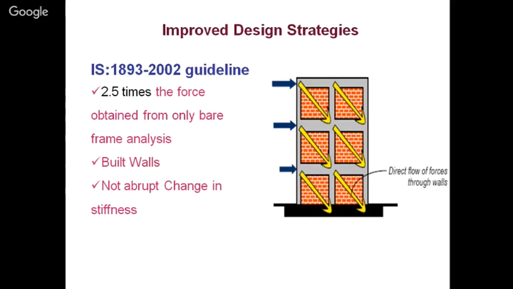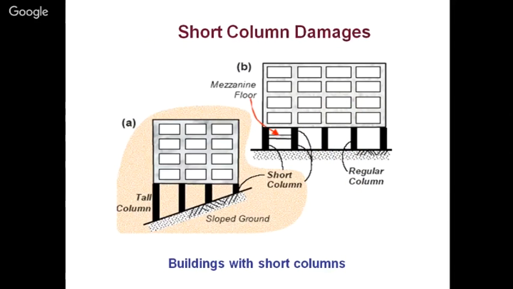Improved design strategies, that is the IS 1893-2002 guideline: 2.5 times the force. In case you have not designed, that means you obtained results only from bare frame analysis and have not used brick infills in your analysis, then you are supposed to design your ground floor structural elements, that is columns, for 2.5 times the force. Short column damages, that is the mezzanine floor: you are supposed to keep the confining reinforcement, that is ties, along that zone for the mezzanine floor and wherever we have this kind of thing.